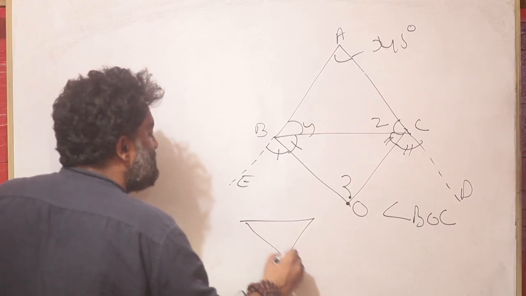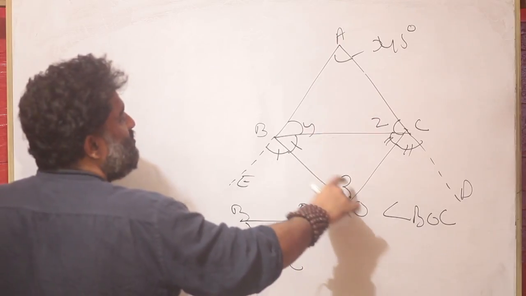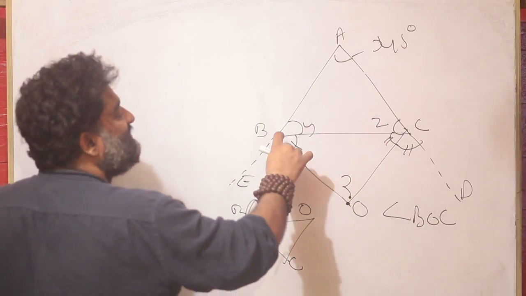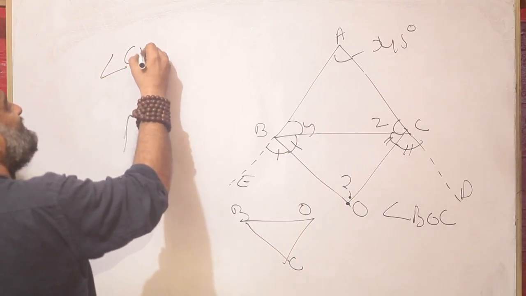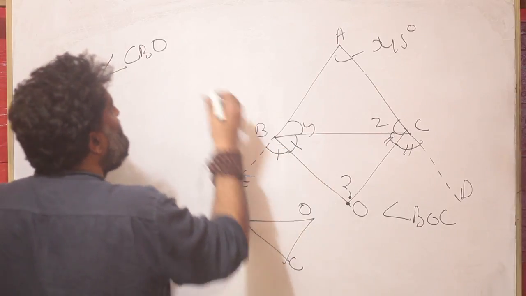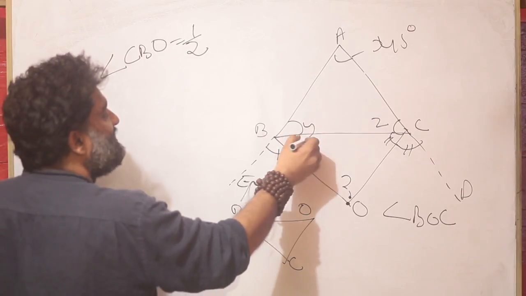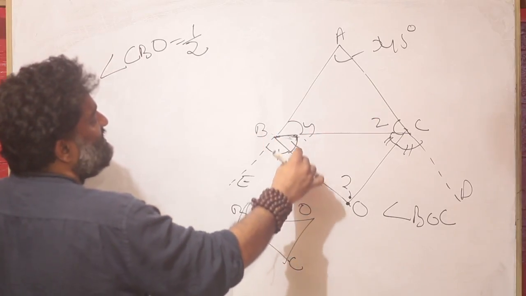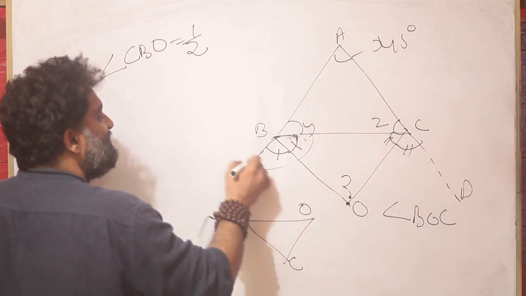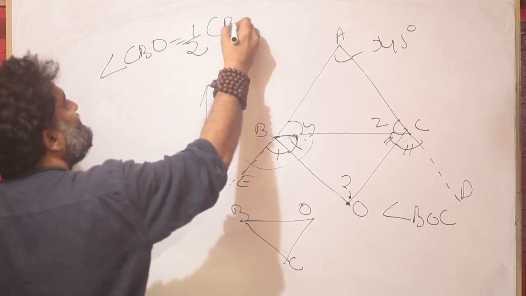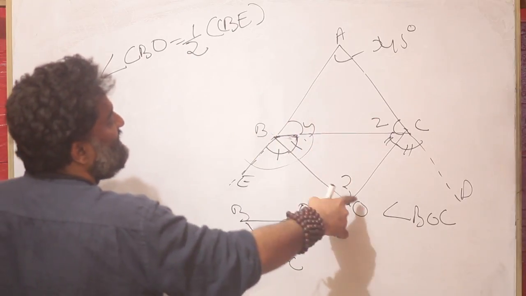For example, I want to focus on this triangle BOC. So I want to look at angle CBO and angle BCO, because if I subtract these two angles from 180, I'll get this value. So I'm thinking of angle CBO. Angle CBO is equal to half of, because BO is an angle bisector, that means this angle is half of this angle. Which angle? CBE. This big angle that is being formed, this is half of this. So angle CBO is equal to half of angle CBE.